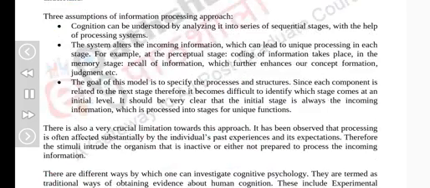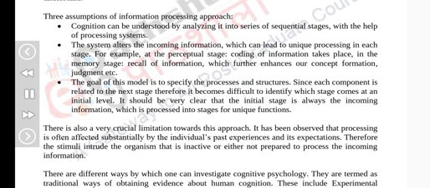Cognition can be understood by analyzing it into a series of sequential stages, with the help of processing systems. The system alters the incoming information, which can lead to unique processing in each stage. For example, at the perceptual stage, coding of information takes place. In the memory stage, recall of information further enhances our concept formation, judgment, etc. The goal of this model is to specify the processes and structures.